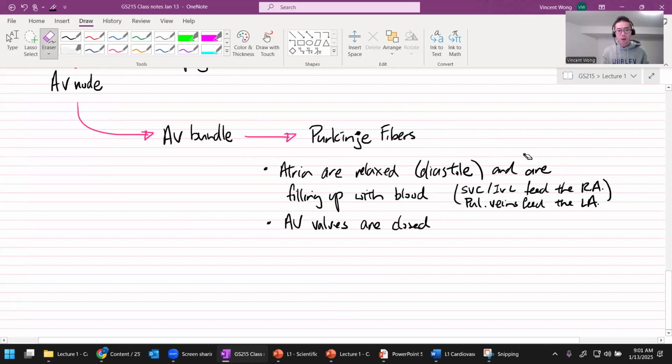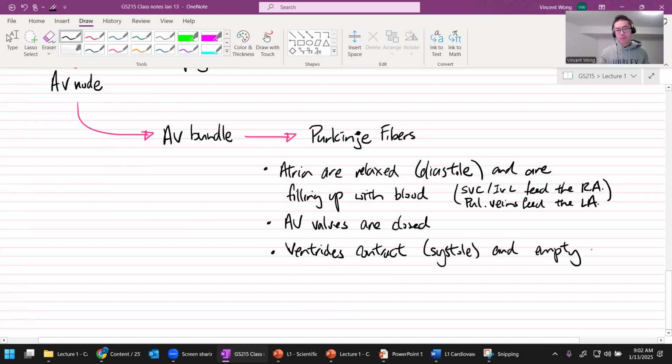At the same time, all these things are happening because of the Purkinje fibers conducting the signal to the ventricles. The ventricles contract. Right, so this is systole. Right? Where does the blood go? They empty their contents. The blood, basically. Okay.